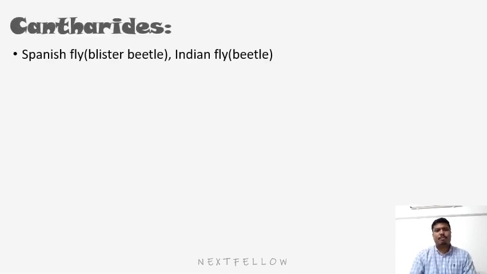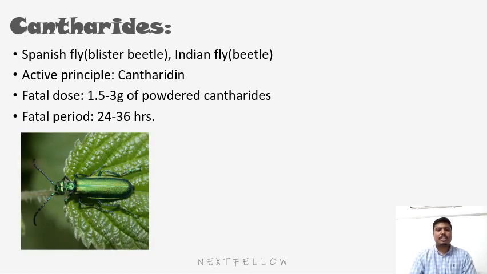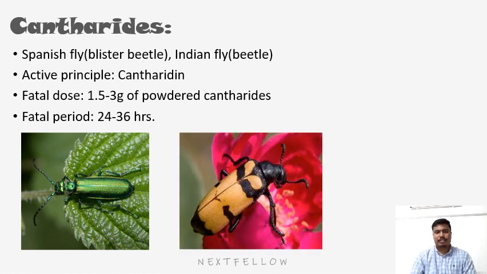Now lastly we will discuss cantharides. What are cantharides? They are Spanish fly or blister beetle or Indian fly beetle. The active principle is cantharidin. When these beetles are crushed, dried and made into powdered form, they contain cantharidin. The fatal dose is 1.5 to 3 grams of powdered cantharides, and the fatal period is 24 to 36 hours. So this is the Spanish beetle, also known as blister beetle, and this is the Indian beetle. Okay, thank you.